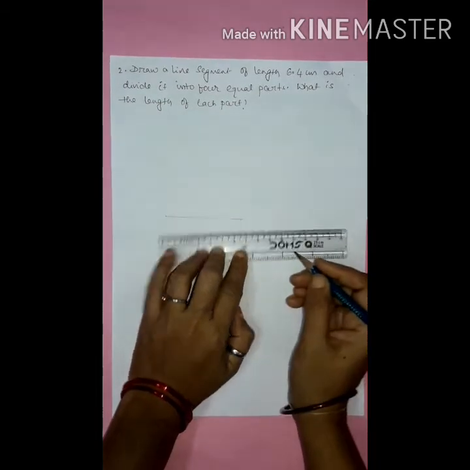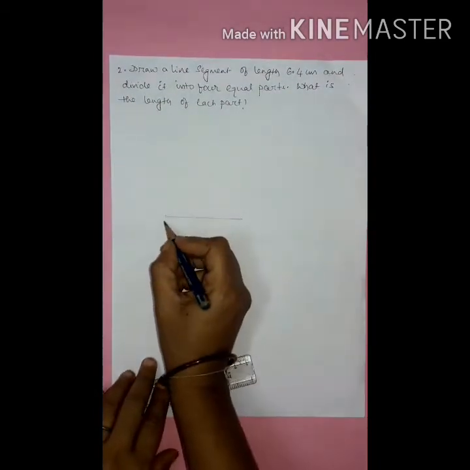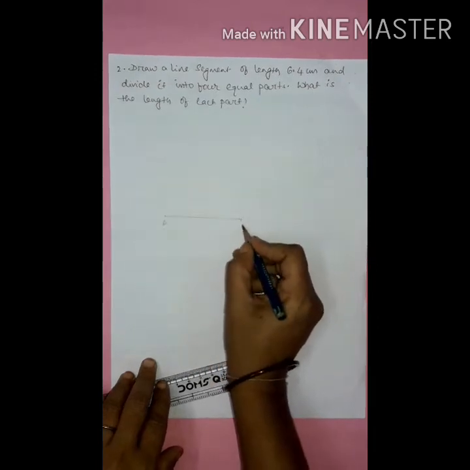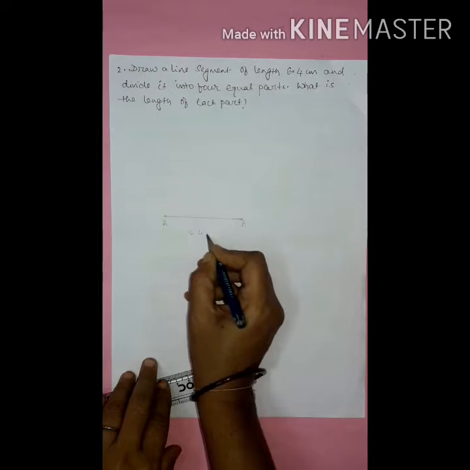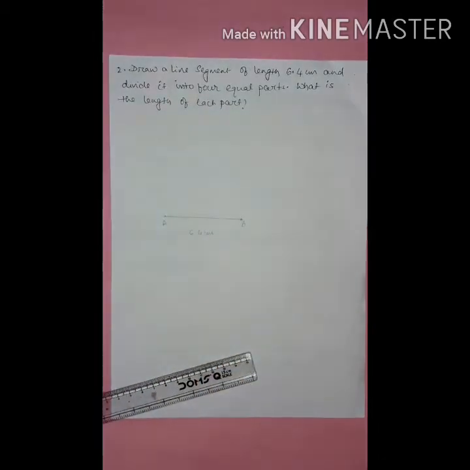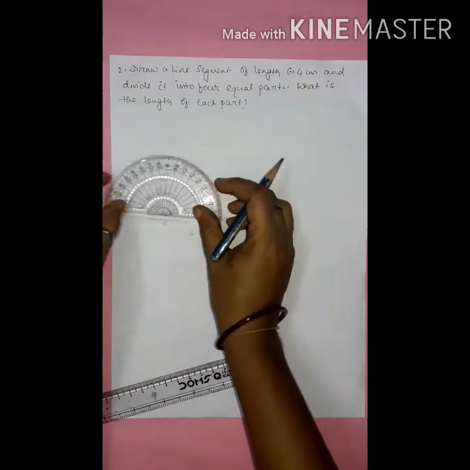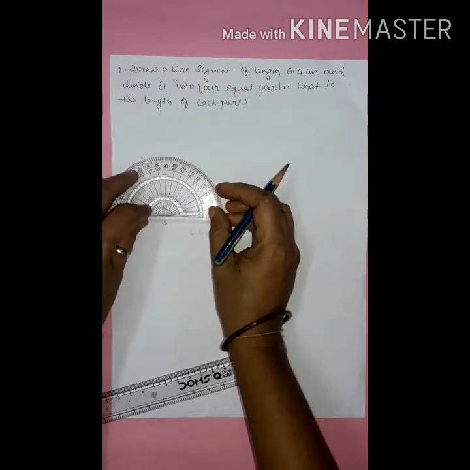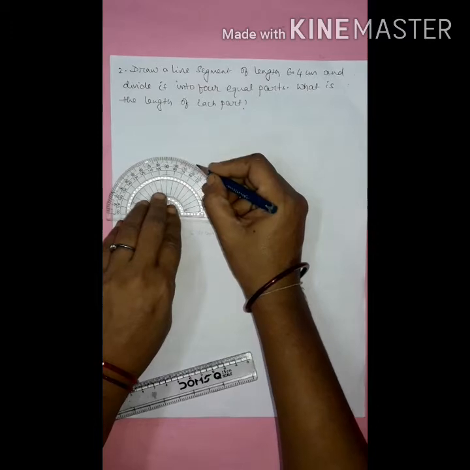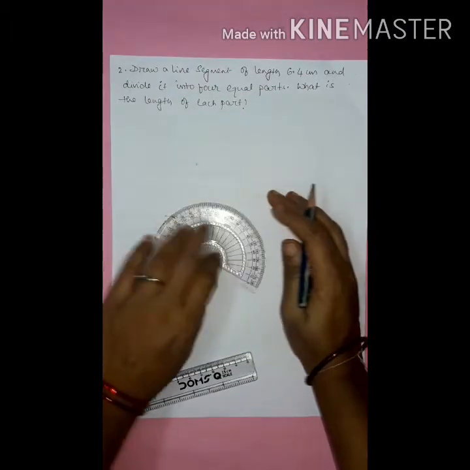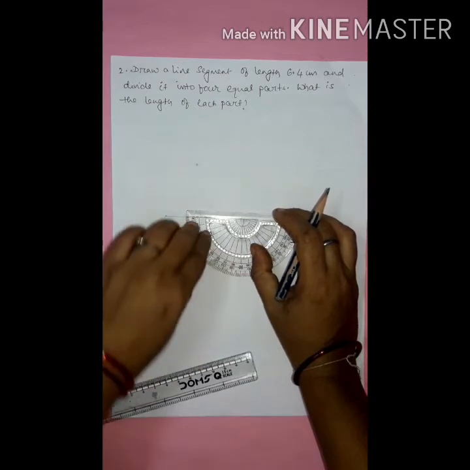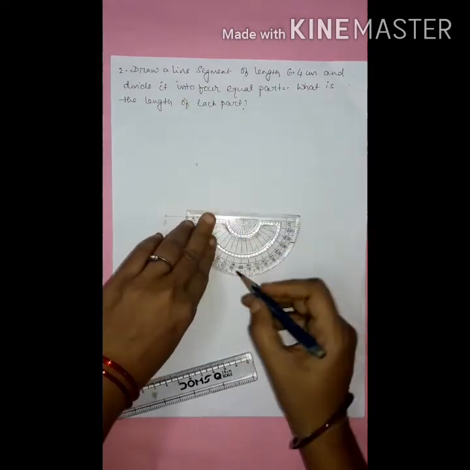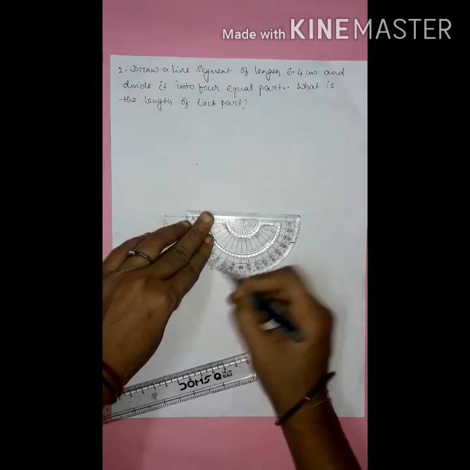So here make a line segment. This is A and B. This is 6.4 centimeter. Like the previous question, you have to make an acute angle here. Acute angle means less than 90 degree, greater than 0. At point A we have to construct 60 degree. You can construct 50, 40, any acute angle. Same angle you have to construct at the point B. Here we have constructed 60 degree. It is also 60 degree.